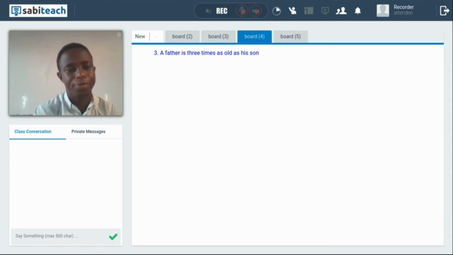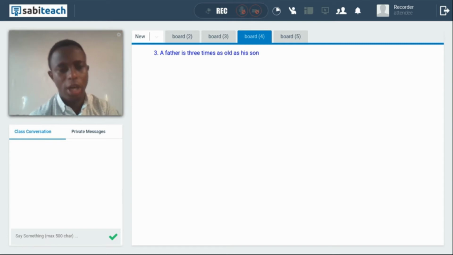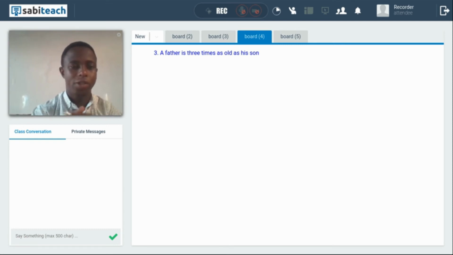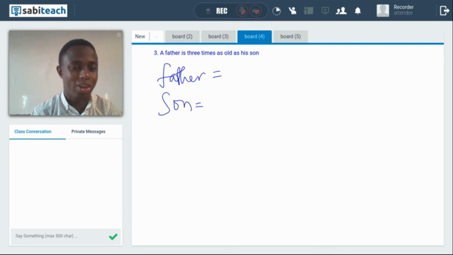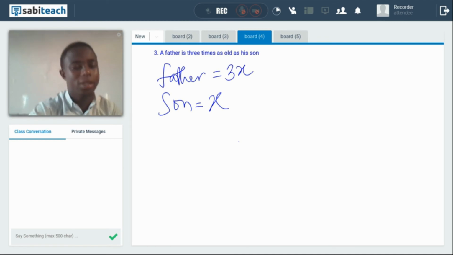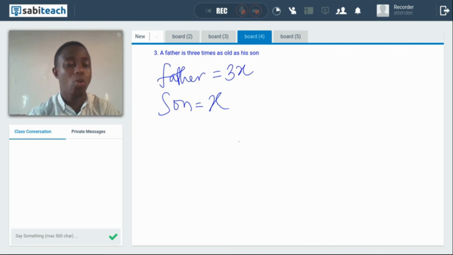The next question says, this is age. A father is 3 times as old as his son. How do I solve this? Very simple. I don't know what the father's age is, and I don't know what the son's age is, but they gave me the age of the father relative to the son. They gave me the age of the father in terms of the son's age. So let me call the son x years old. That will mean the father will be 3x, because the father is 3 times as old as the son.